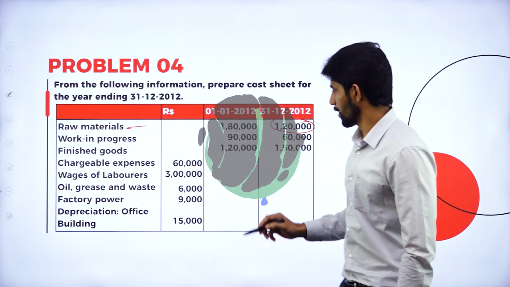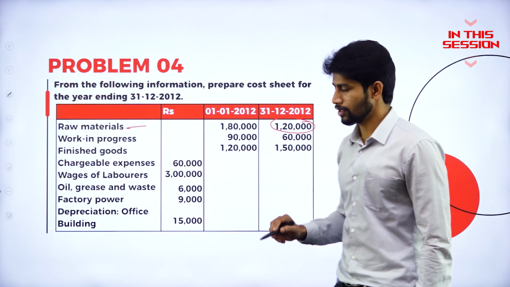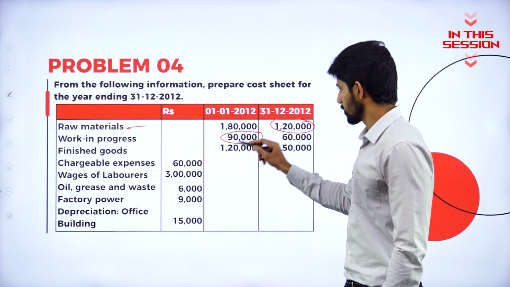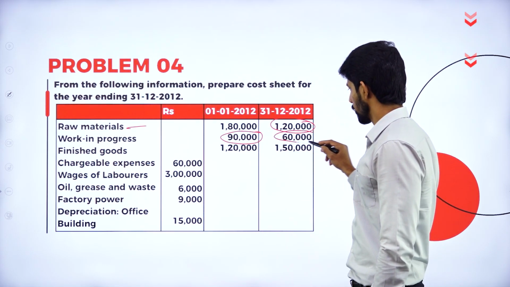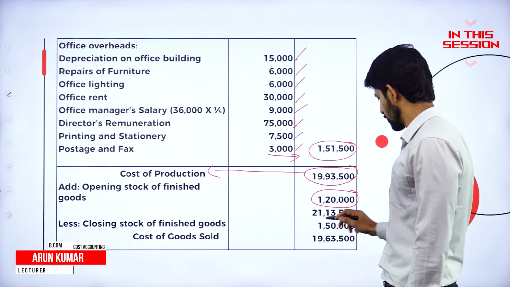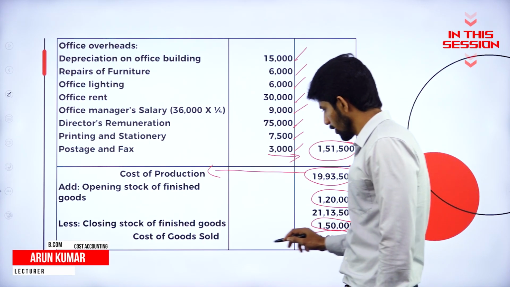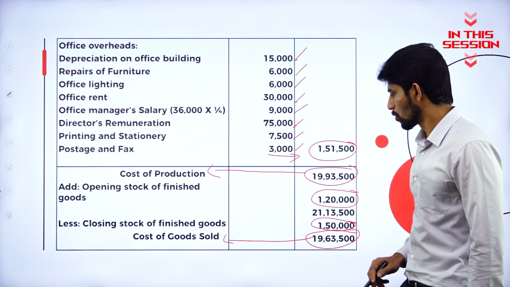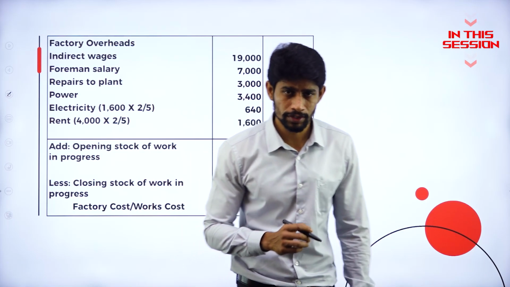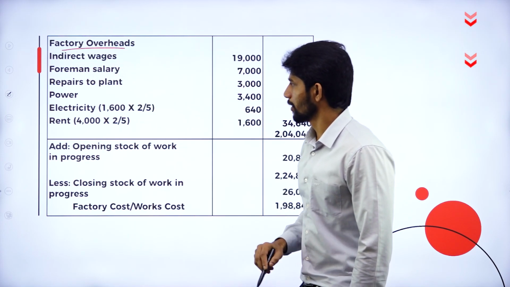So opening stock of raw material 1,80,000, closing stock is 1,20,000. Work in progress. So opening stock of work in progress 90,000, closing stock of work in progress 60,000. Add opening stock of finished goods and less closing stock of finished goods. You'll get the balance. This balance is called what? It is called cost of goods sold. For prime cost, what we are going to add? We are going to add factory overheads.